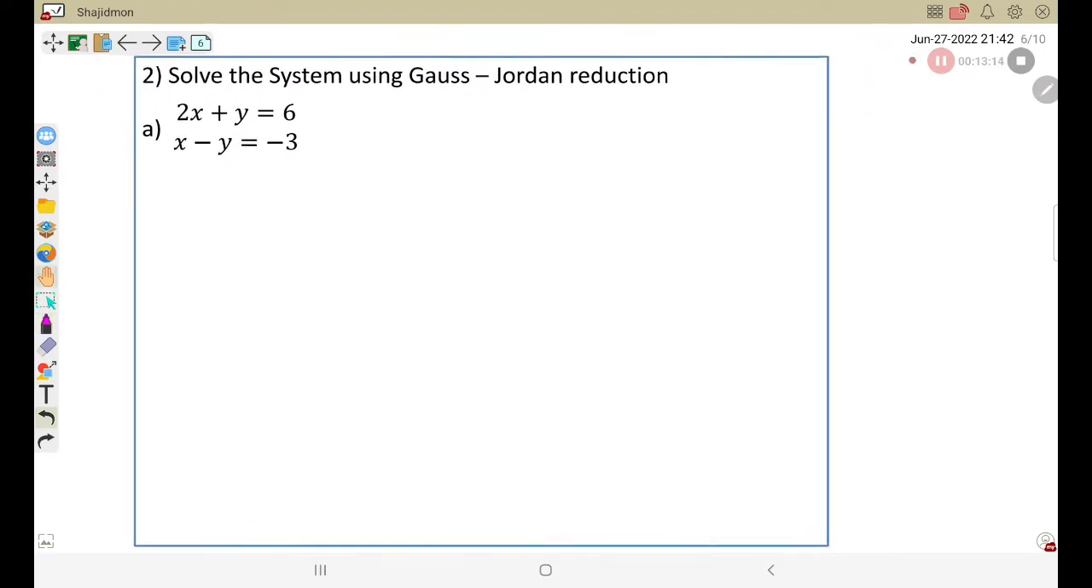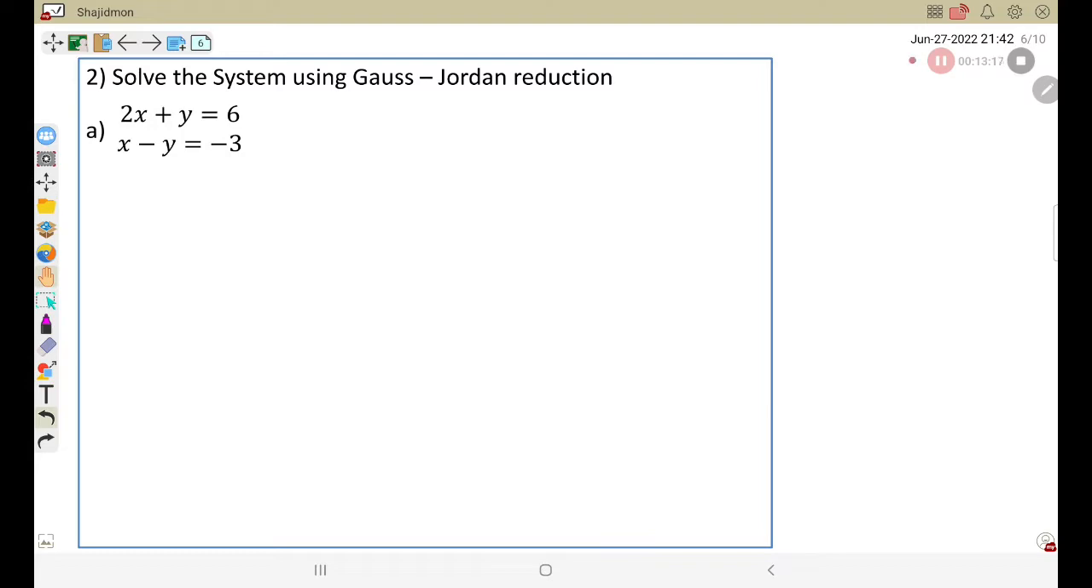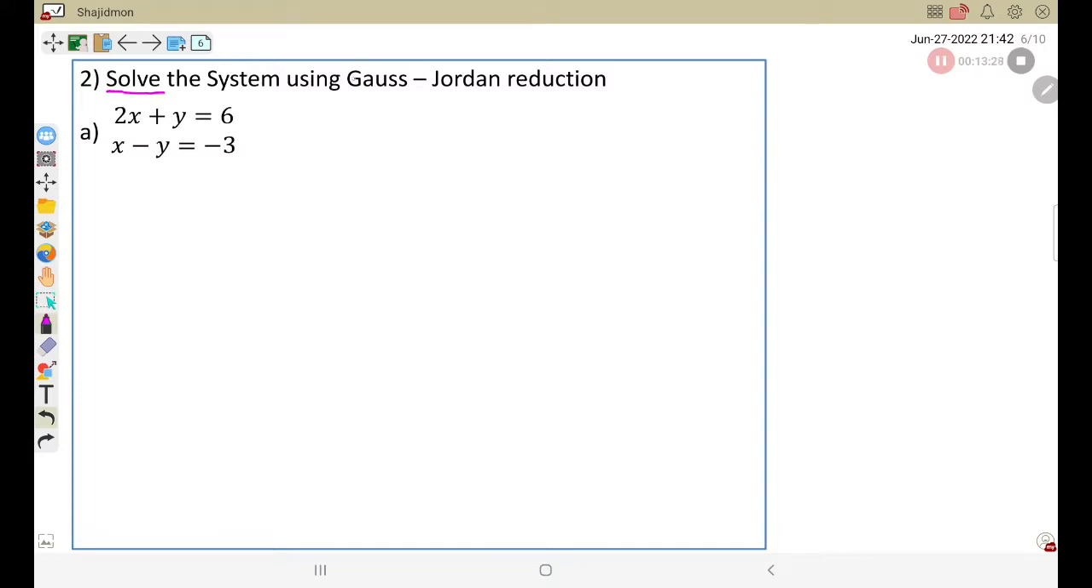Using the reduced form, how to find the solution of a system of equations. First we are doing a small question, a 2 by 2 system. How can we find the solution? Solve the system of equations by using Gauss-Jordan reduction: 2x plus y equals 6, x minus y equals minus 3. Okay, so we will start the question. We need to find x and y. From this 2 by 2 system, we need to get what is x, what is y.